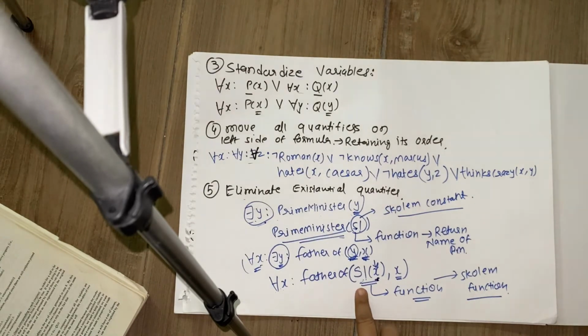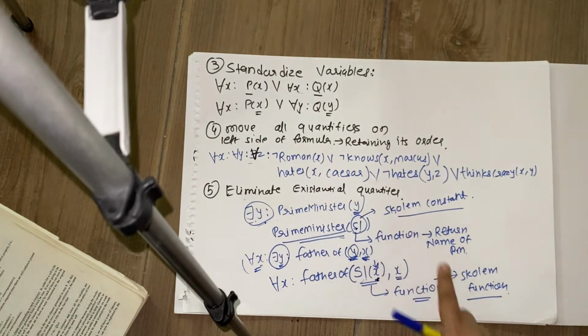So a different name of the father will be generated based on the different name of the child you are going to supply over here. So the function which we used over here is now taking an argument, and hence it is called a Skolem function. Many times a definition is asked: what is a Skolem constant, what is a Skolem function. So it should be very clear now what a Skolem function and a Skolem constant are.